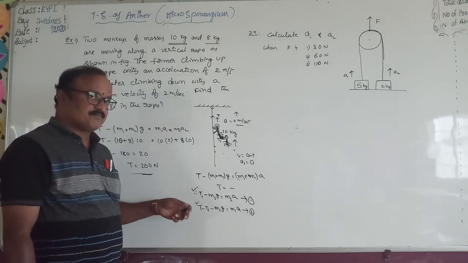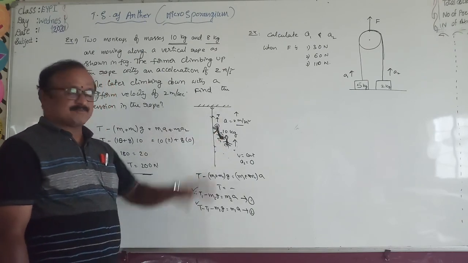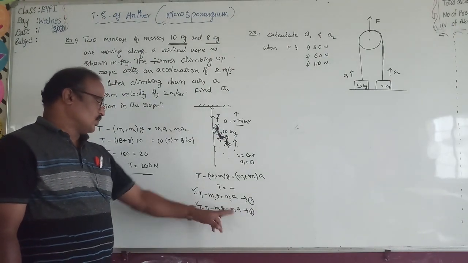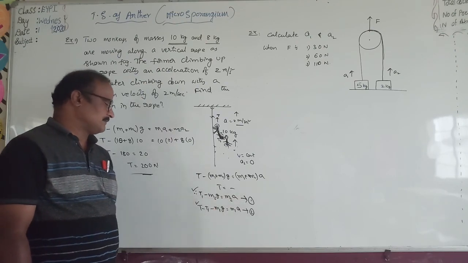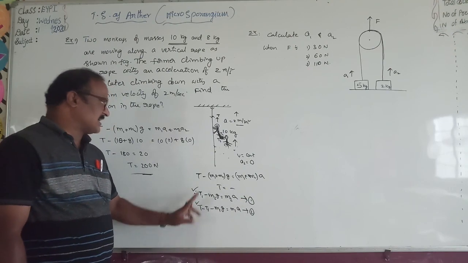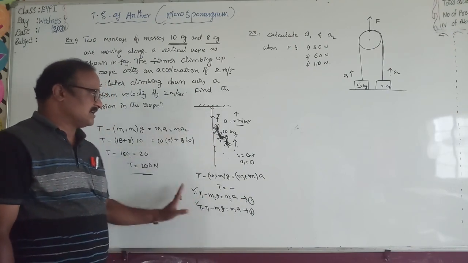What is T1? This T1 is the tension developed in the tail of the first monkey. For the second monkey, the equation is T1 minus m2g is equal to m2 into a. By solving for T1 and a, we can find the value of the tension developed in the first monkey at the point of support.